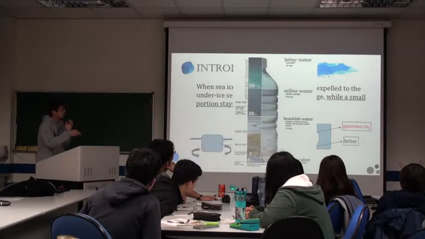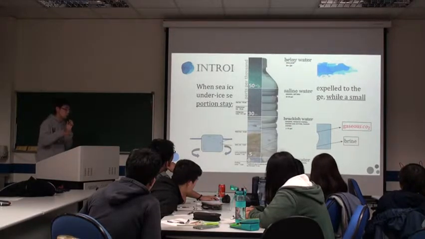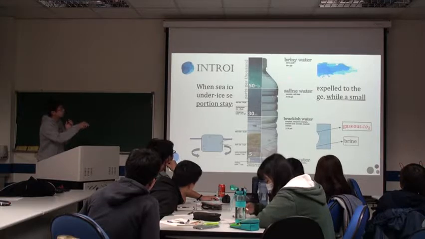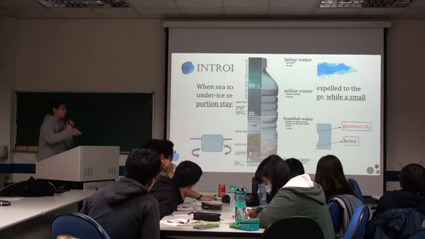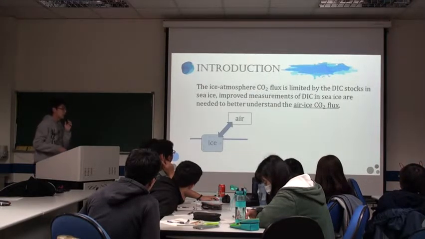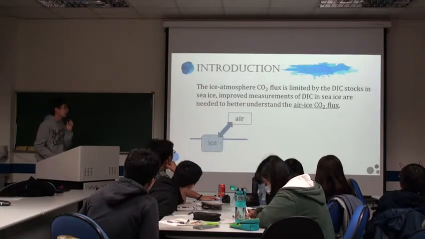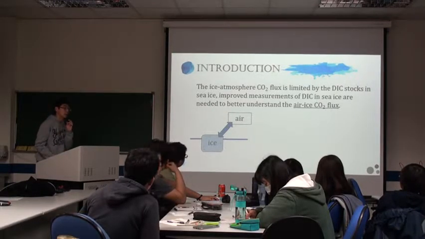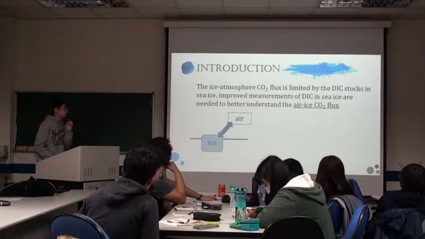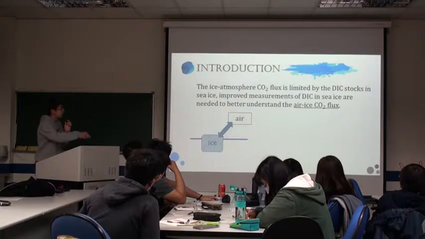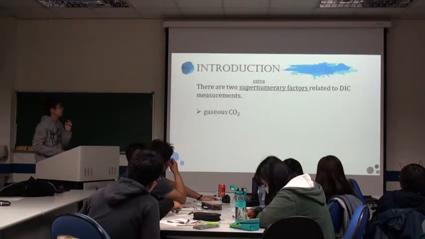And what is brine? Brine is a high concentration solution of salt in water. And this is brine water, and this is seawater. And the ice-atmospheric carbon dioxide flux is limited by the DIC stock in sea ice. Improved measurement of DIC in sea ice is needed to better understand the air-ice carbon dioxide flux.